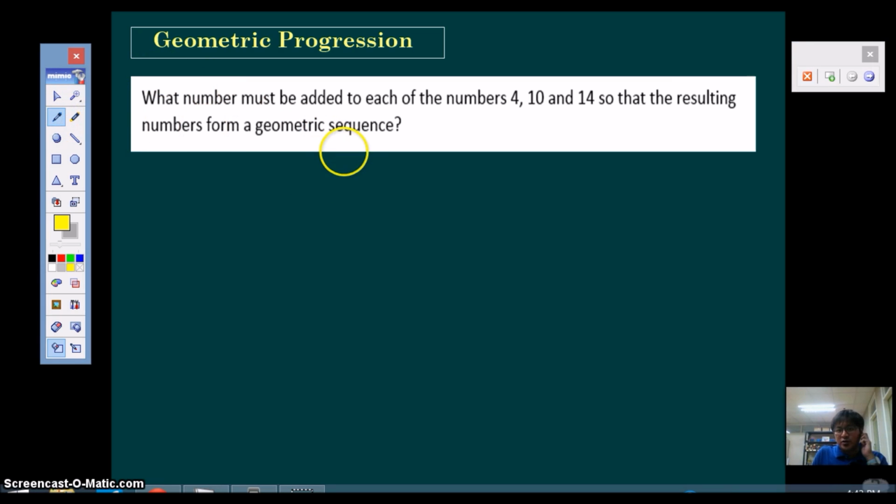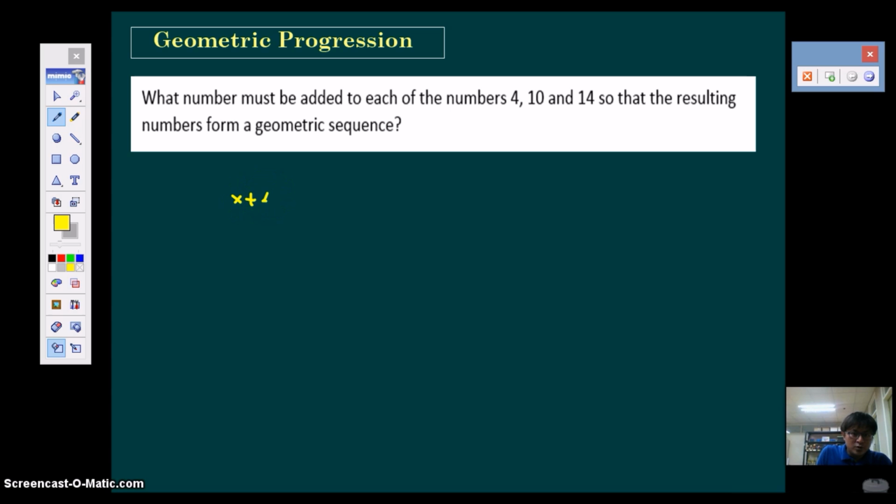What number must be added to each of the numbers 4, 10, and 14 so that the resulting numbers form a geometric sequence? So you don't know what you should add to 4, to 10, to 14. So just let that number be x. So this would be x plus 4, x plus 10, and x plus 14.